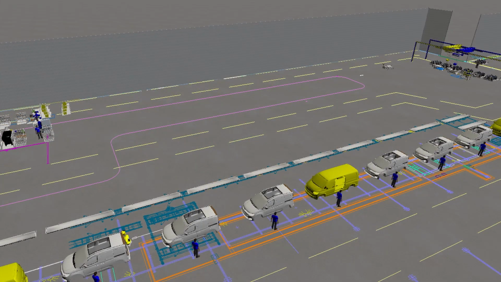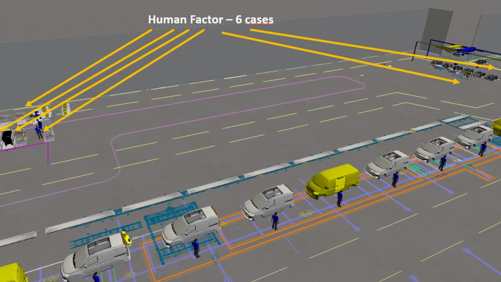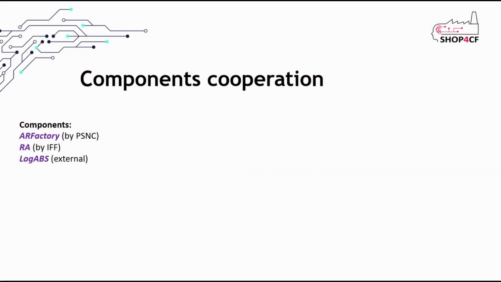Some of the areas of the factory where the project was carried out were the chassis assembly sub-area, right-hand side, and the engine assembly sub-area, right-hand side. The project developed 6 cases related to the human factor in a factory. 3 components were used: rFactory, made by PSNC, RAW, made by IF, and the external component LogAbs.